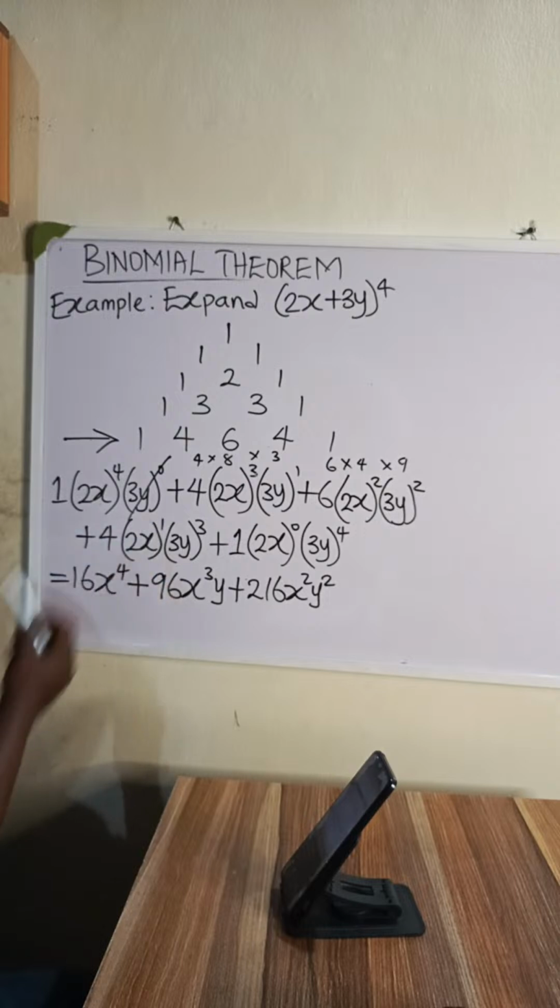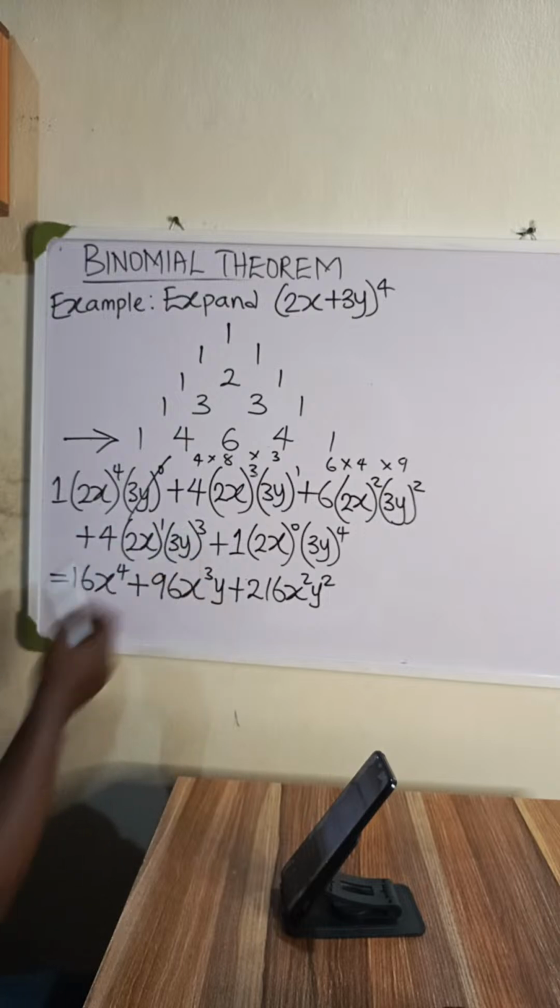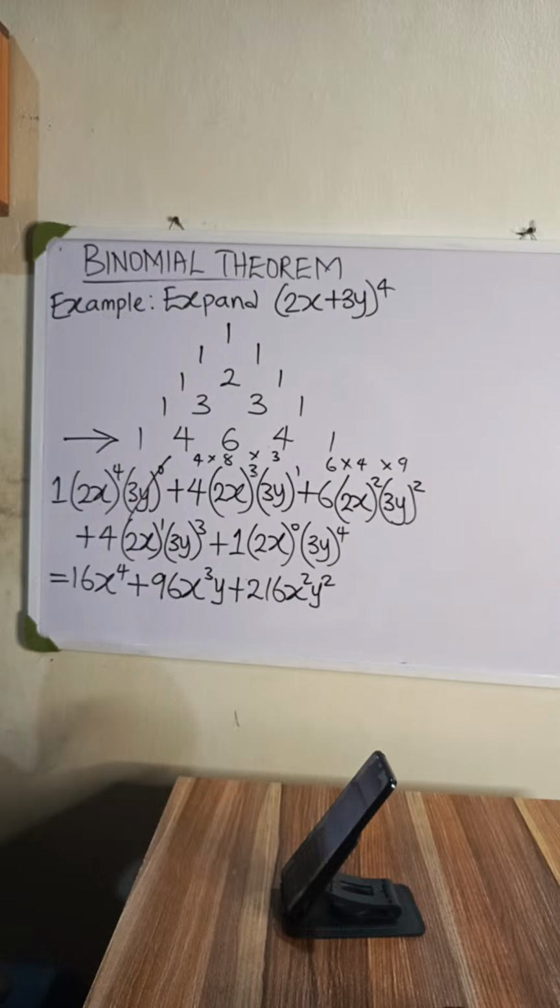So 2 to the power of 1 is 2. 3 to the power of 3 is 27. That means we have 4 times 2 times 27. 4 times 2 times 27, what are we going to get?